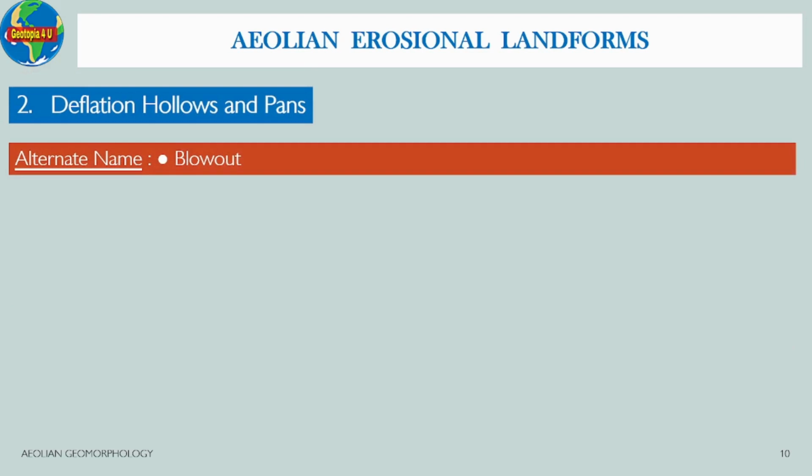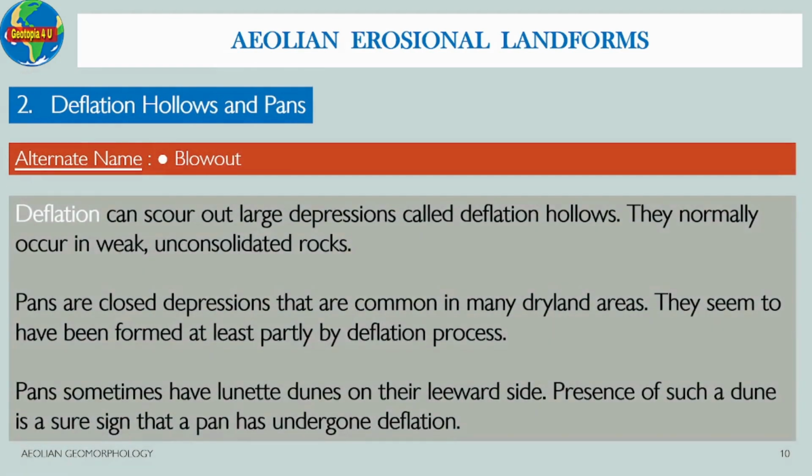Number 2. Deflation hollows and pans. The alternate name for this landform is blowout. Deflation can scour out large depressions called deflation hollows. They normally occur in weak, unconsolidated rocks.